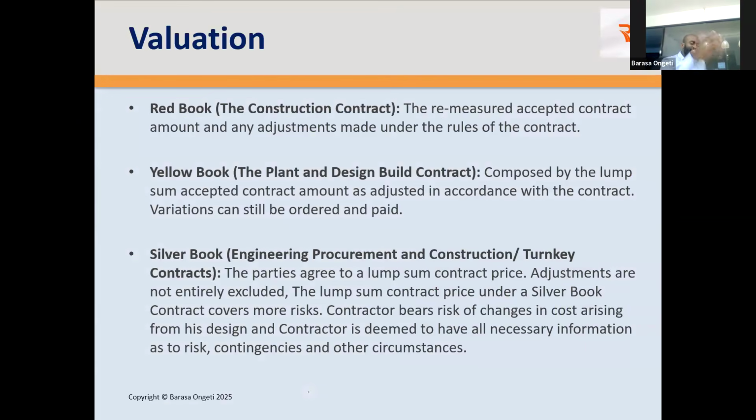Anyway, valuation is covered in clause 12, 13, and 14. We're going to cover that quickly. The red book or the construction contract is for measured contracts. The yellow book we've mentioned is for lump sum. The silver book is for lump sum contracts as well. So somebody in the beginning said red and yellow book. I've seen people try to mix the two books.